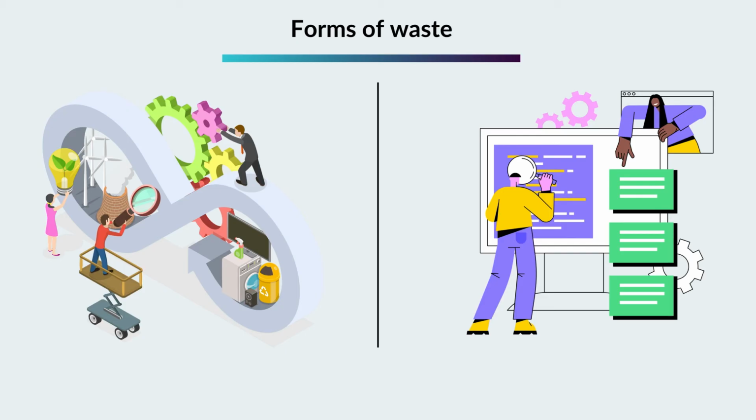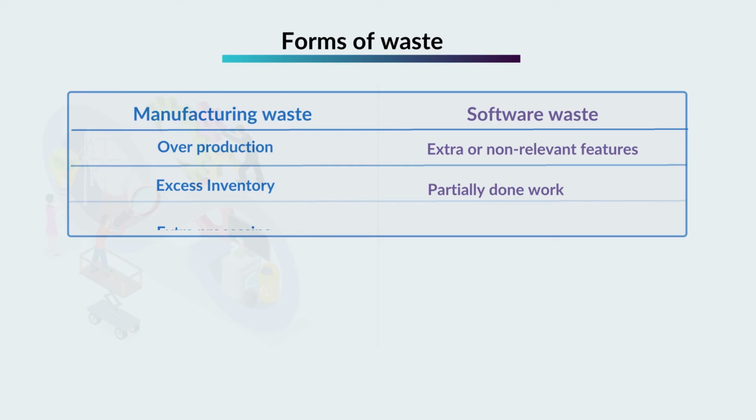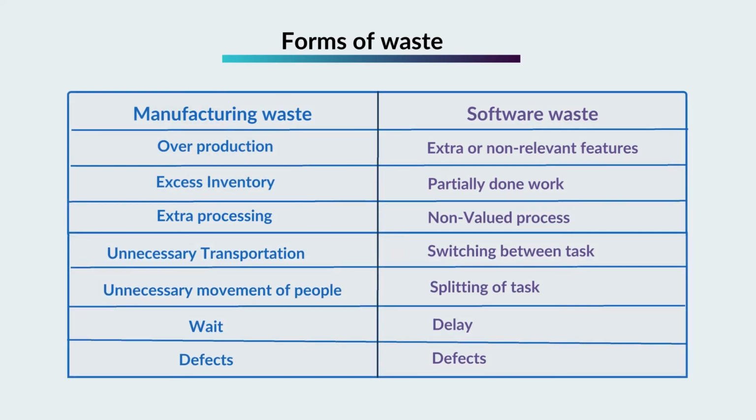Forms of waste. As per studies, every process has waste, which may go up to 90% of the process. Mary and Tom Poppendieck have explained the 7 forms of waste in software development in their book Implementing Lean Software Development: From Concept to Cash. They have intelligently mapped the manufacturing waste to software development waste. Manufacturing waste, software waste. Overproduction: extra or non-relevant features. Excess inventory: partially done work. Extra processing: non-valued process. Unnecessary transportation: switching between tasks. Unnecessary movement of people: splitting of tasks. Waiting: delay.